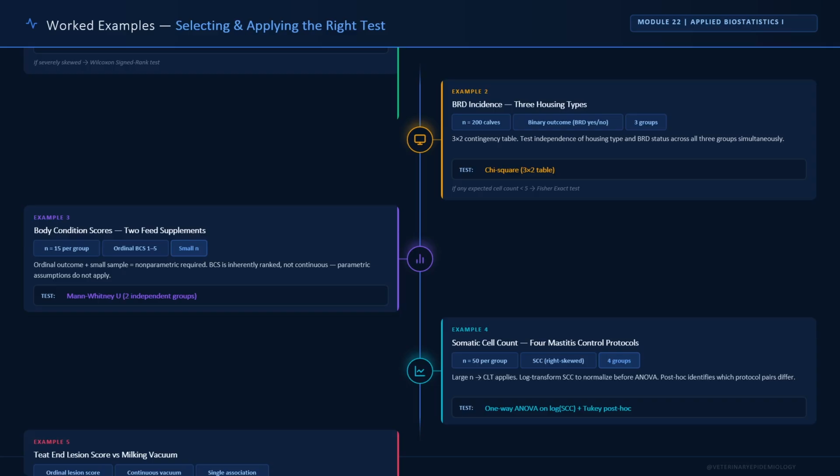Example 3, body condition scores with only 15 per group, ordinal plus a small sample, so Mann-Whitney U. Example 4, somatic cell counts across 4 protocols, a large sample but right skewed, so log transform it and run ANOVA with Tukey. And example 5, lesion score versus vacuum level, an ordinal association, so Spearman rank correlation. See the pattern? Ask yourself what kind of outcome you have, how many groups, and whether the assumptions hold. And the right test almost picks itself.